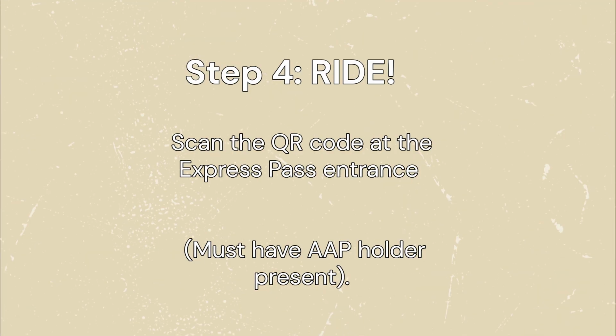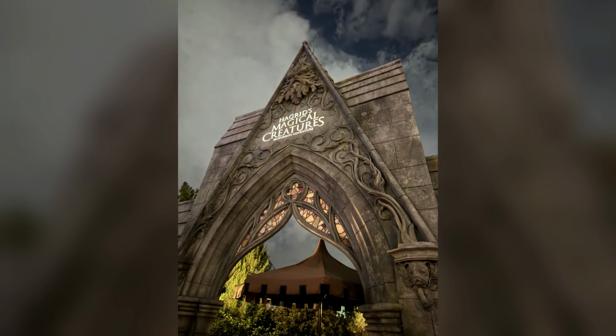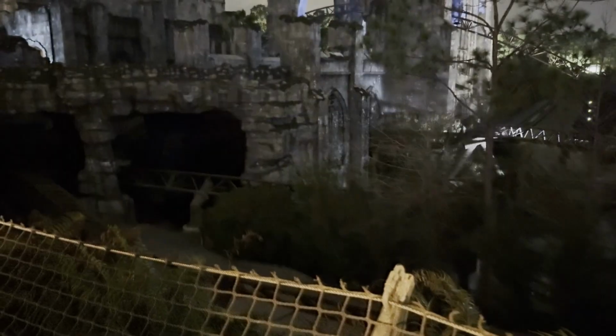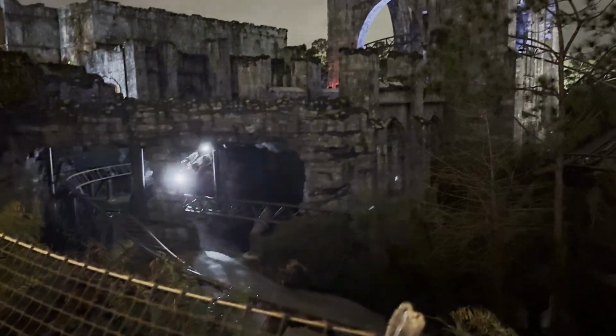When your return window opens, a QR code will appear in your app's Wallet section. Just walk up to the express entrance, show the code, and you're in. We used this for Hagrid's twice and Gringotts once with 0 issues.